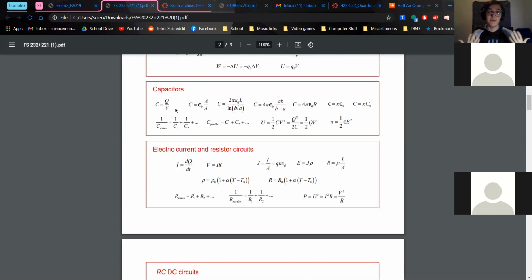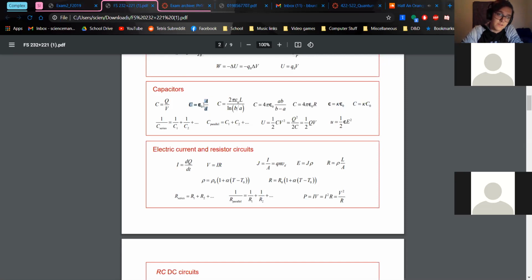Sometimes it's useful to have that Q there when you're doing calculations, but the actual principle of capacitance does not involve having that Q actually sitting on the plates of capacitors. The capacitance is independent of that. All right. So this formula right here, C is equal to epsilon naught times A over D.